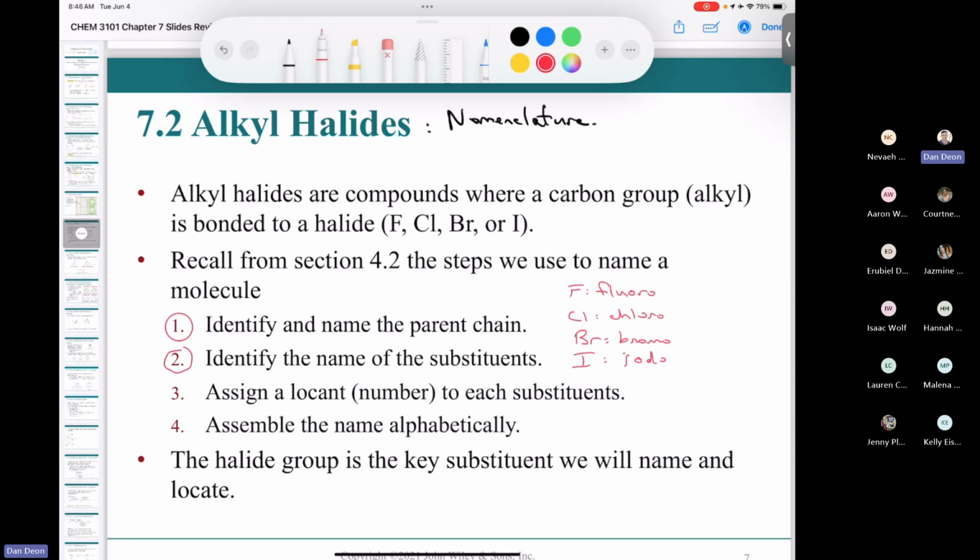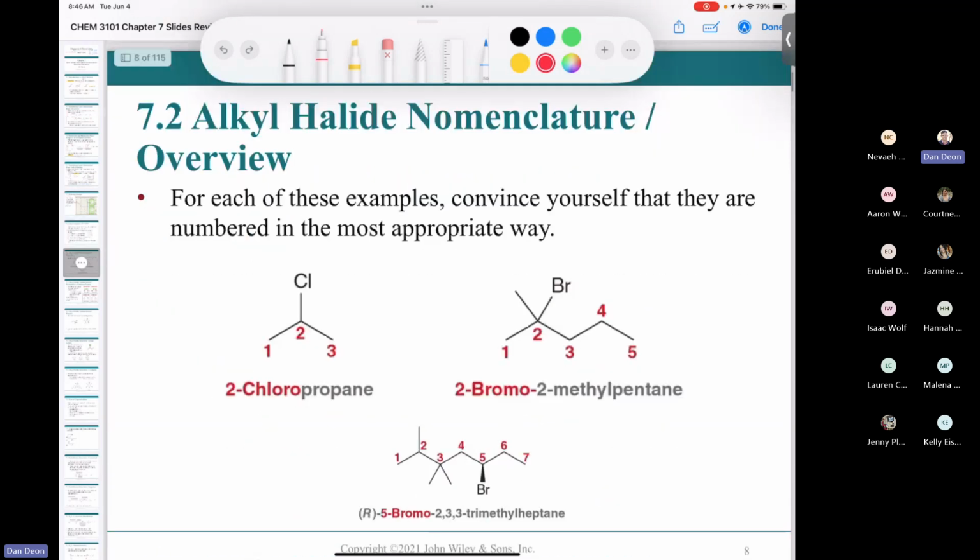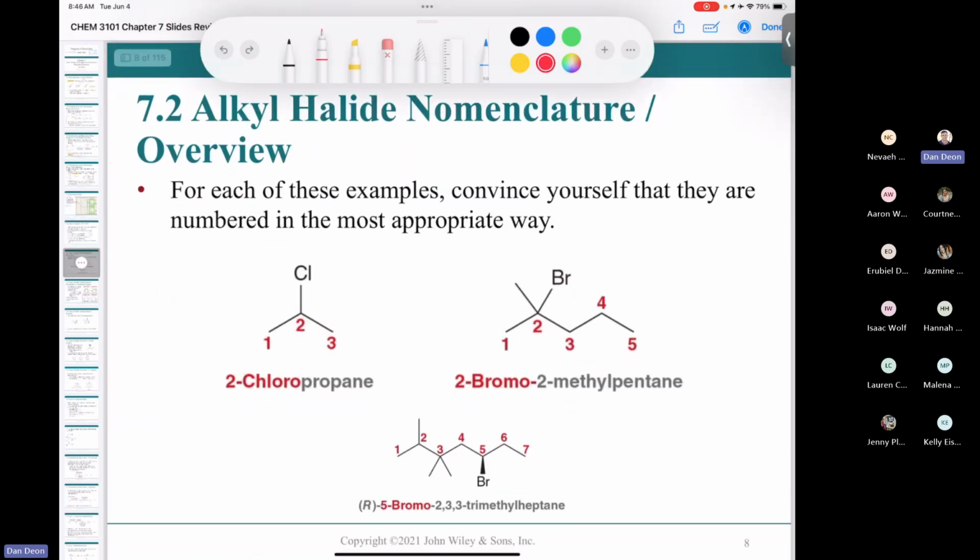So you've got to know all the other substituents that we learned: methyl, ethyl, propyl, isopropyl, butyl, tert-butyl, sec-butyl, isobutyl. Then you give a locant to all of your substituents. So is it a 3-ethyl, 4-methyl, etc.? You put them together in alphabetical order. And if the halide group is the key substituent, don't really worry about this a whole lot, okay? But we're trying to find some halogens here. So let's take a look at these.